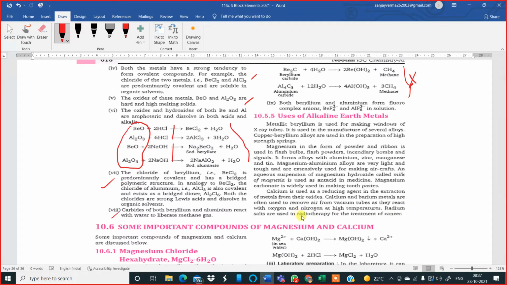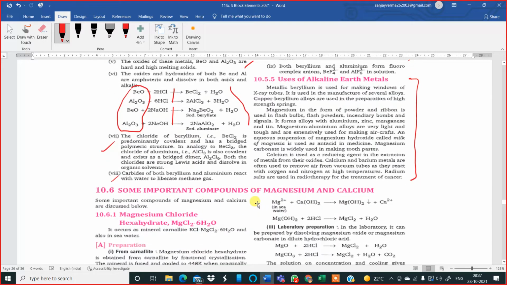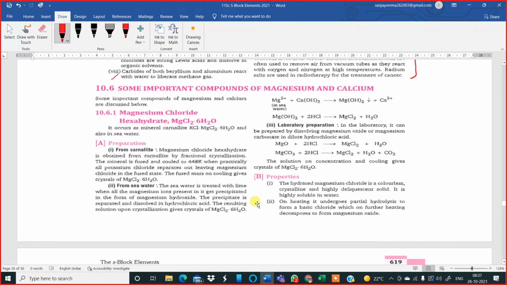So these are some of the common general uses of the alkaline earth metals which you should go through once. Okay. Now, after that, in your syllabus, there is some mention of some important compounds of magnesium and calcium which you'll have to learn. The first one is called magnesium chloride hexahydrate, and we need to go through and learn thoroughly its preparation from magnesium oxide, the effect of heat on this compound and the uses only. So this is there in your syllabus.